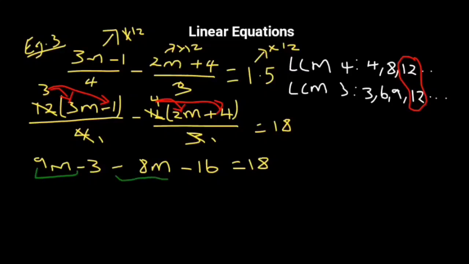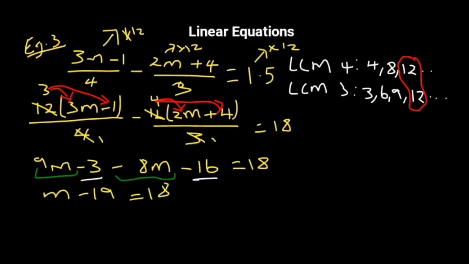So we have our 9m minus 8m. So that's basically 9 minus 8, which would give us 1. So that's just m. Then we have our negative 3 and negative 16. So negative 3 minus 16 would give us negative 19. And that is equal to 18.